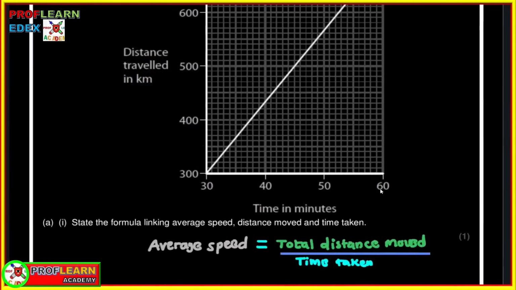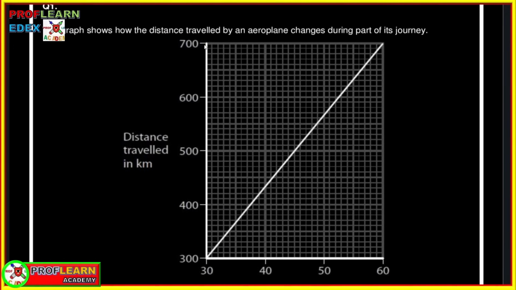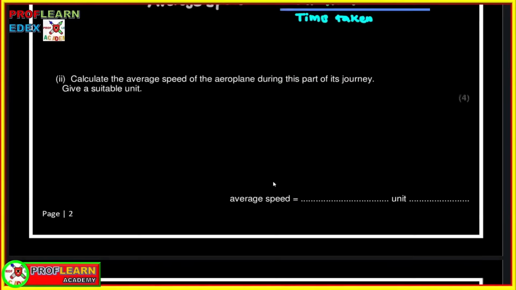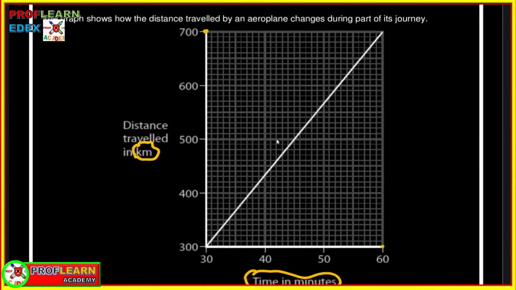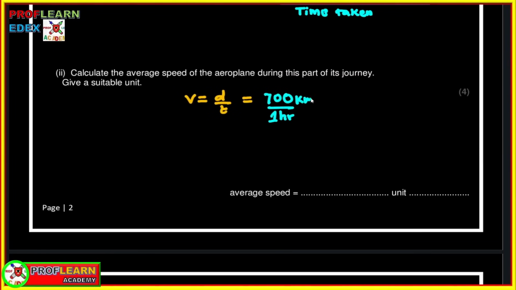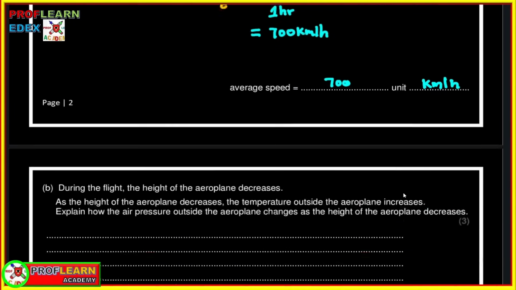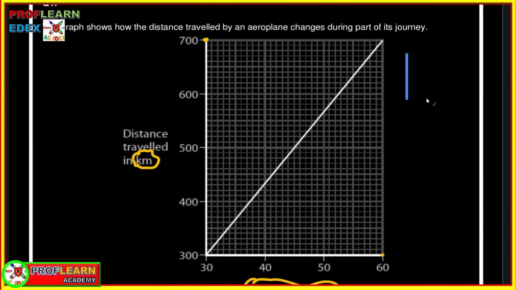And in this case we can see it's actually 700 kilometers and the time is 60 minutes, which means that we can be able to work out the average speed in kilometer per hour. So I'm going to use the formula distance over time, that is now 700 divided by 1 hour, because 60 minutes is equivalent to 1 hour. So if I work it out, I'm getting my average speed is 700 kilometers per hour. We need to move to the next bit.